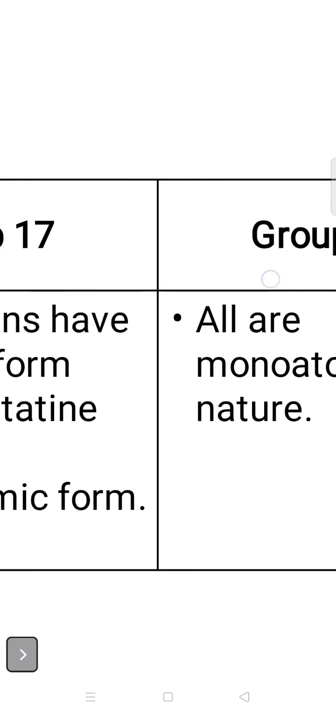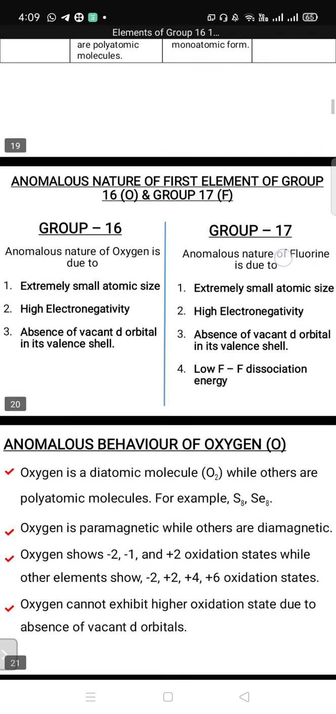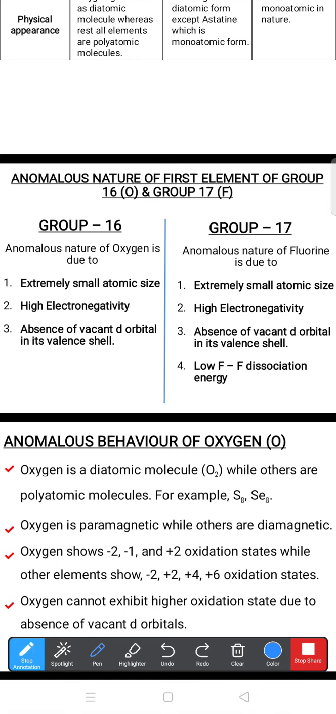Later on, we can discuss the anomalous nature of the first element of group 16, oxygen, and of group 17, fluorine. The anomalous nature of oxygen is due to extremely small atomic size, highest electronegativity, and absence of the vacant d orbital in its valence shell.